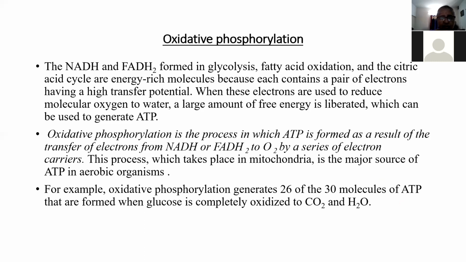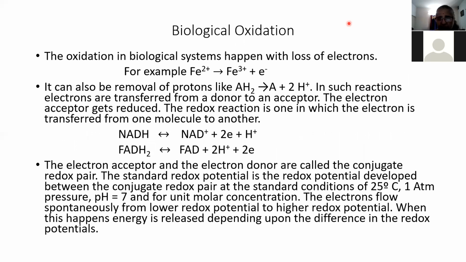Okay, so in oxidative phosphorylation, what takes place is biological oxidation, which is nothing but the oxidation we have understood. We know what oxidation is: it is addition of oxygen or removal of hydrogen or the loss of electrons. In biological systems, we see two types of oxidations. One is loss of electrons, something like Fe2+ loses an electron and forms Fe3+. And the other is removal of protons, something like AH2 which gives A plus protons.